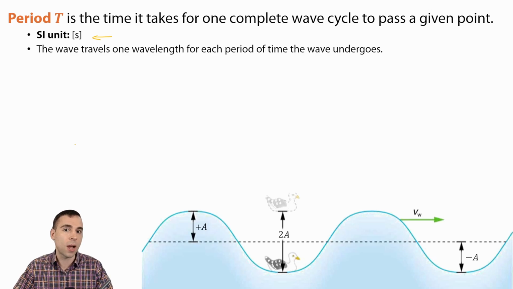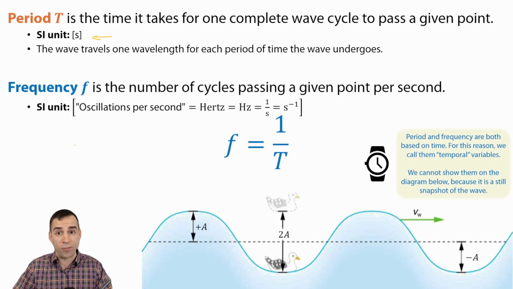If the period describes how much time it takes to complete one oscillation, we can also define the frequency, which describes how many oscillations occur every second. This would be measured with a standard unit of inverse seconds, which we call hertz. You can use Hz to abbreviate hertz. And the formula that relates the frequency and the period is that the frequency is the inverse of the period.